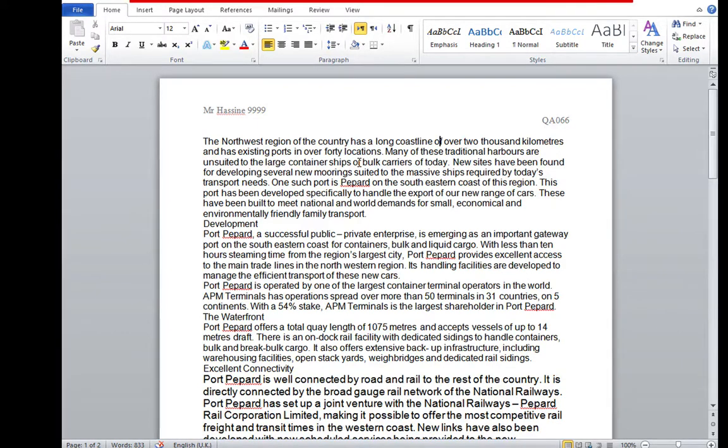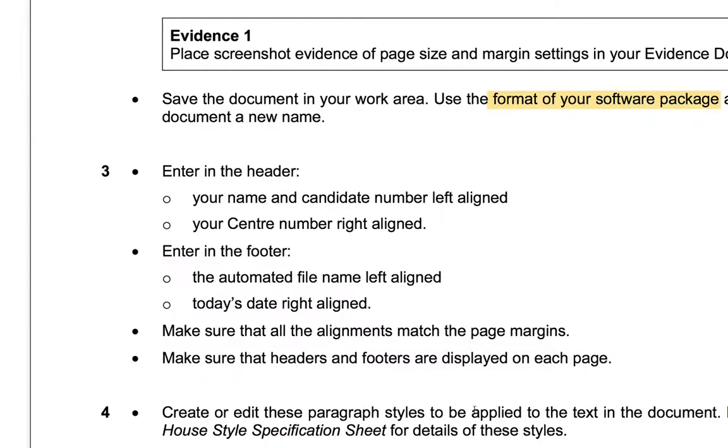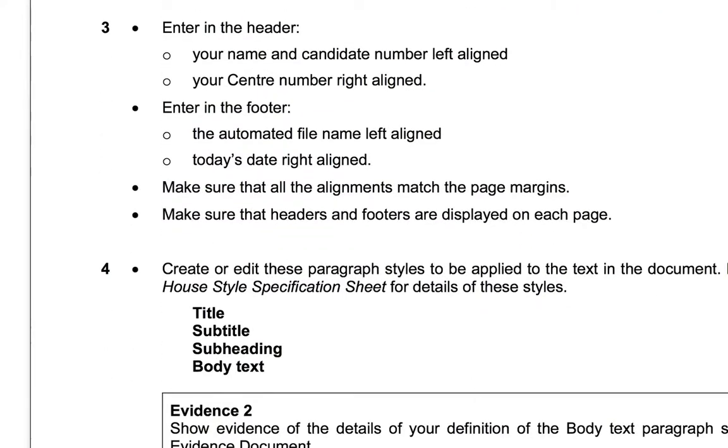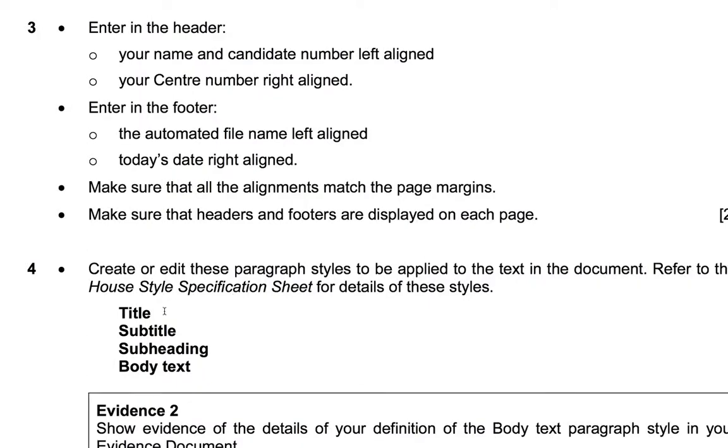Okay, so moving on to question 4, you've got to create or edit these paragraph styles to be applied to the text in the document. Refer to the house style specification sheet for details. Now, I'm just going to go back to the question here, just to make sure that we're clear about what the examiners are asking us. So at the moment, we're on question 4, down here. So what they want us to do is create these house styles, and then add these to our documents.